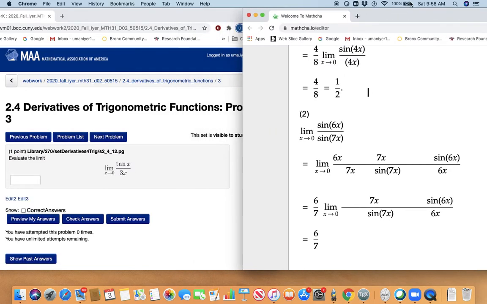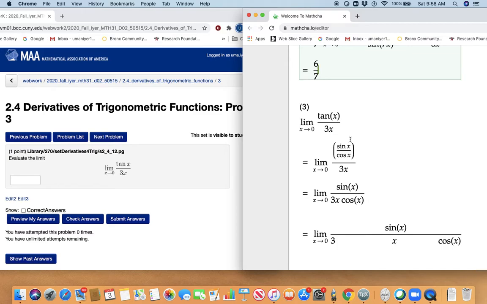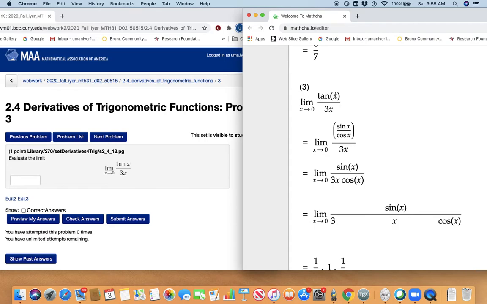Next problem. Limit as x approaches 0 of tan x over 3x. Tan x is sine x over cosine x. So tan x over 3x is sine x over cosine x, that's the numerator, over 3x. Notice the numerator is being divided, so that stays in the denominator, and you have sine x over cosine x.